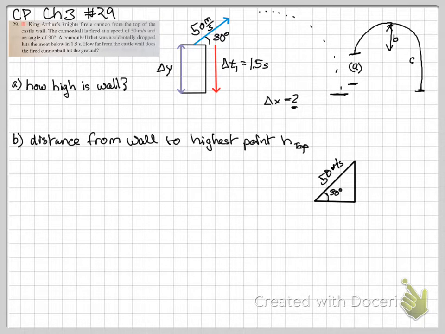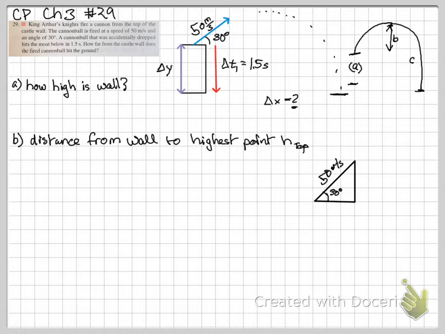Hello, this is the solution to College Physics, Chapter 3, number 29. King Arthur's knights fire a cannonball from the top of a castle wall. The cannonball is fired at a speed of 50 meters per second at an angle of 30 degrees. A cannonball that was accidentally dropped hits the moat below at 1.5 seconds. How far from the castle wall does the fired cannonball hit the ground?